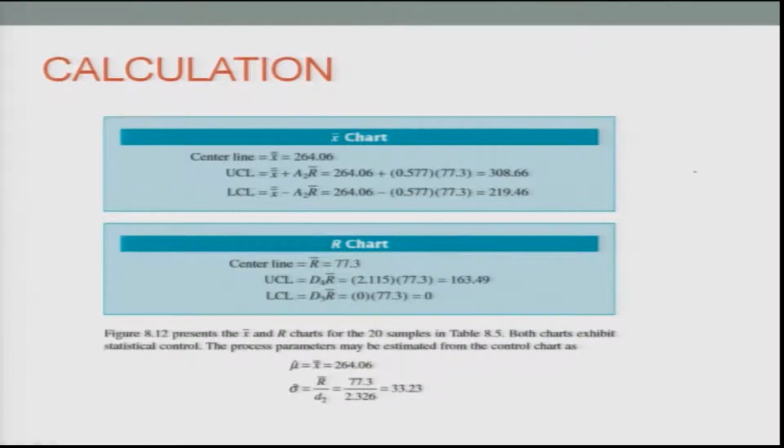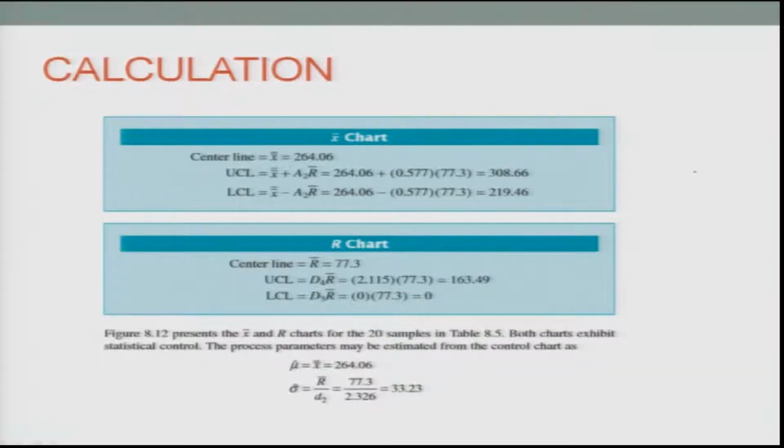So, depending on the sample size, I find the upper control as about 308.66 and the lower control as 219.46. Similarly, for the R charts, the average value is 77.3, the upper control is 163.49, and the lower value is basically 0. So, once you find these, you can find out the process parameters.